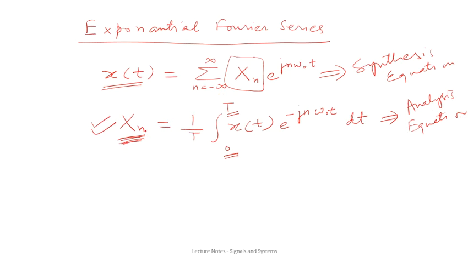The Fourier series coefficients are actually the frequency domain representation of the signal x(t), because each Fourier series coefficient, as you can see from here, is associated with a complex sinusoid of a different frequency.